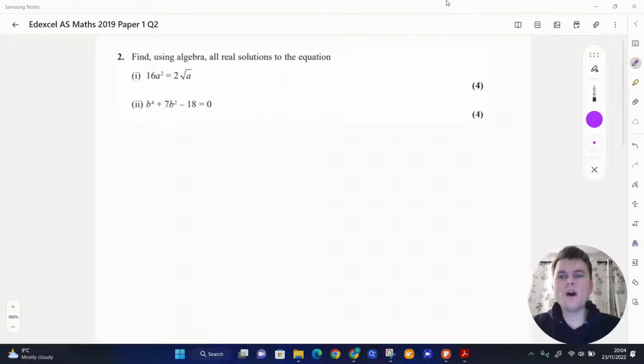The question we're going to ask is to find, using algebra, all the real solutions to the following two equations. So we'll start with the first one. We've got 16a squared equals 2 root a. Okay, the standard thing is to try and make it equal 0, see if we can factorise, see if we can get anything from that. So I'm going to subtract the 2 root a.